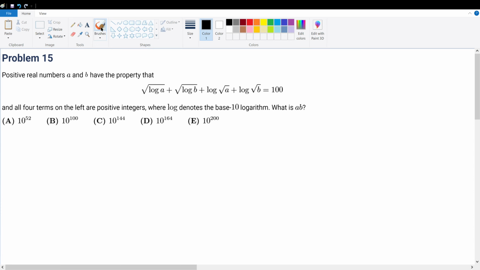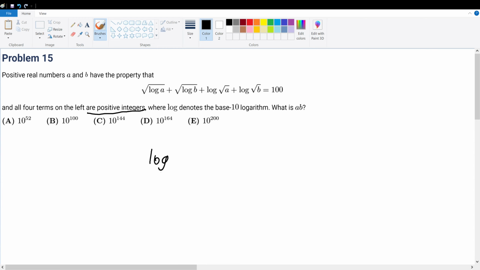Problem 15. For positive real numbers a and b, we have the property given below. We're given that all four terms on the left are positive integers, where log denotes base 10 logarithm. We're trying to find what a times b is. So first of all, how do we approach this question? Well, first of all, let's try to address that they're all positive integers.